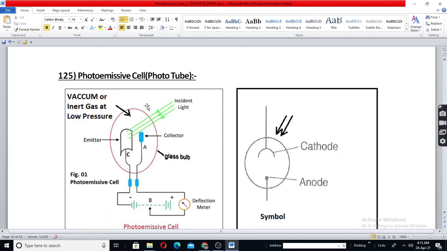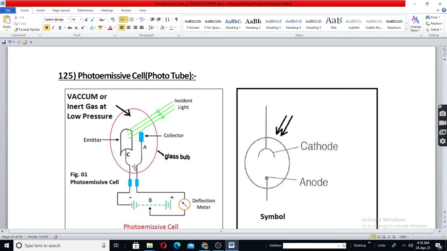Now here a photoemissive cell. See here, it needs external supply. You have external voltage here. It has anode and cathode. This cathode is made up of photoelectric material. What happens is when light falls on it, it has property to emit electrons.